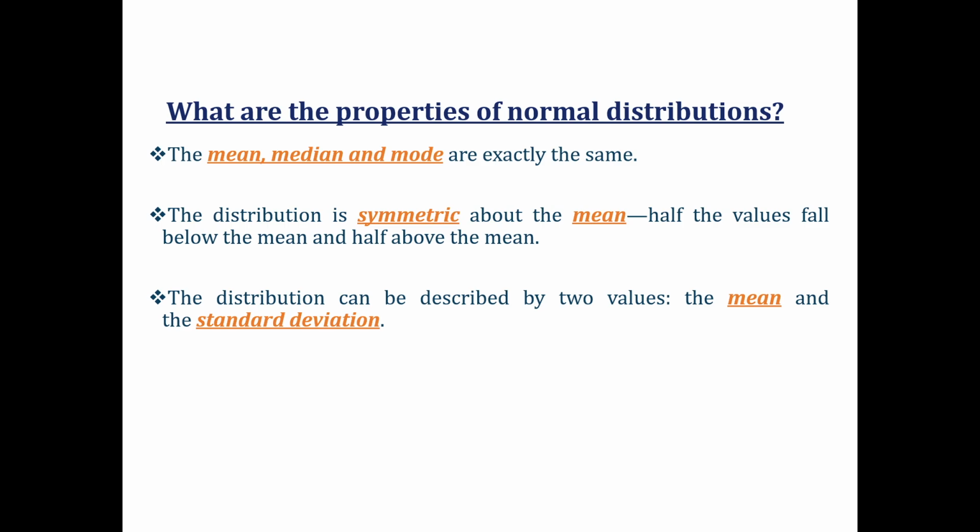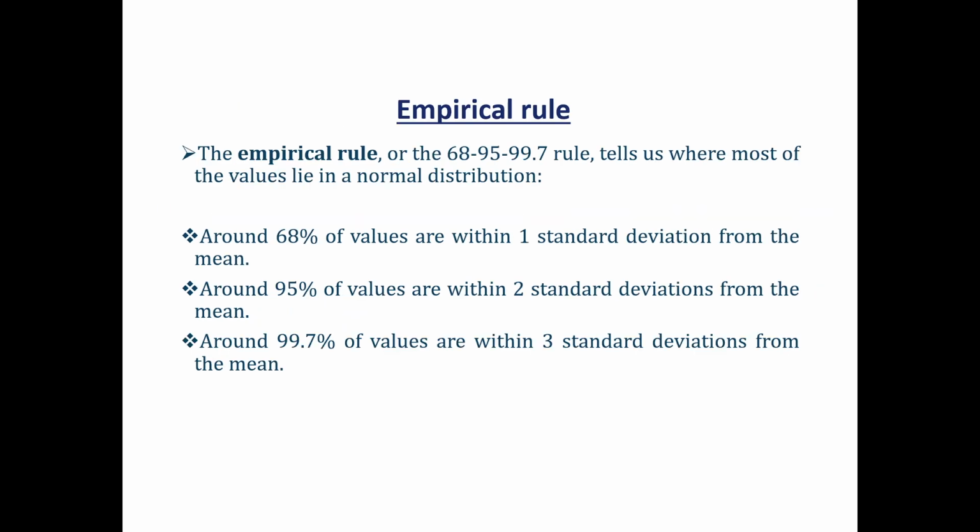Let's talk about the various properties of normal distribution. The first one is the mean is equal to the median is equal to the mode. The second one is the distribution is symmetrical about the mean, that is, half the values fall below the mean and half above the mean. And moreover, the distribution can be described by two values, that is the mean and the standard deviation.